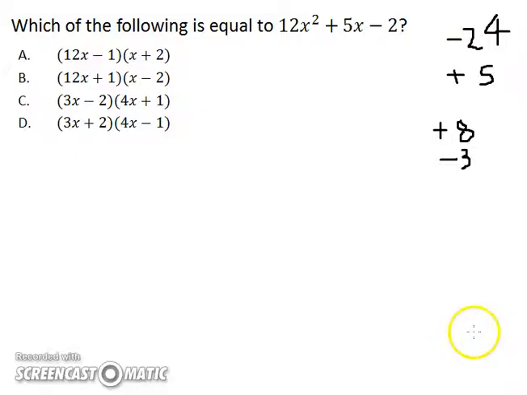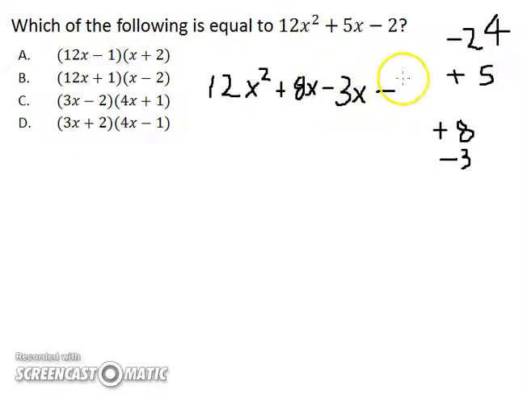So what we do with those two numbers is we rewrite this equation, 12x squared, and then we rewrite the 5x as plus 8x minus 3x, and then we have the minus 2. I hope this part makes sense, because plus 8x minus 3x equals 5x. So it's the same thing as this up here.